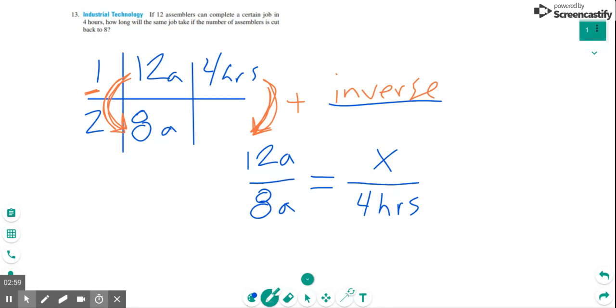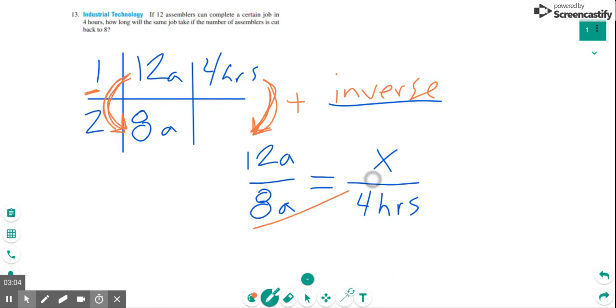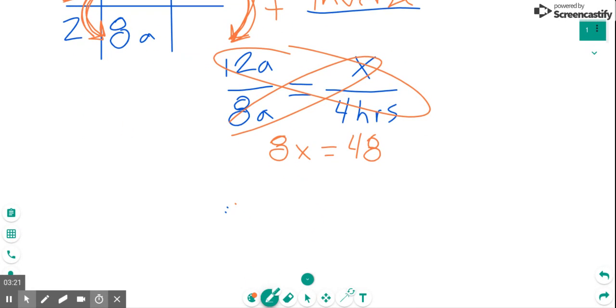Now I'm ready to solve. I'll go ahead and solve using cross multiply. So I have 8x equals 12 times 4, 48. All right, I want to isolate x now, so I'll divide by 8, the inverse operation of 8 times x. What I do to one side, I must do to the other. x equals 48 divided by 8, 6 hours.